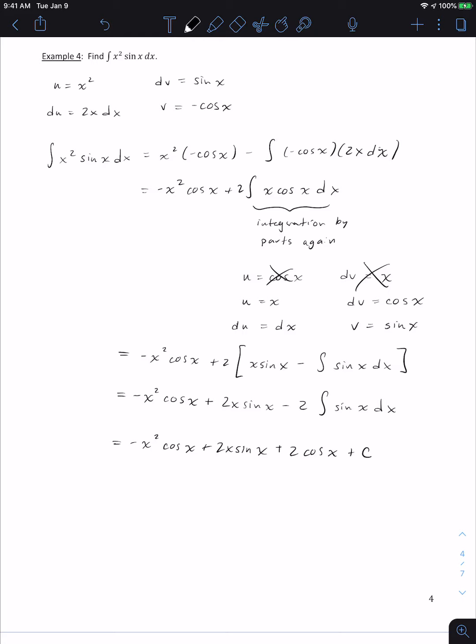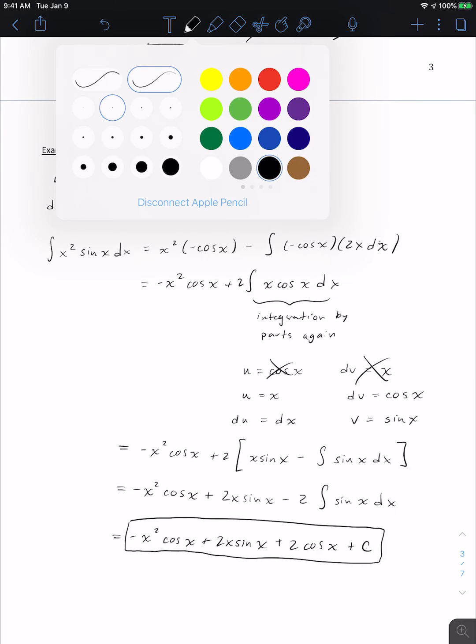Which is the correct answer. Oftentimes when you see an x squared with a sine or cosine, or if you see x squared with an e to the x, you'll have to do integration by parts twice. All right, so that was the key to this problem.